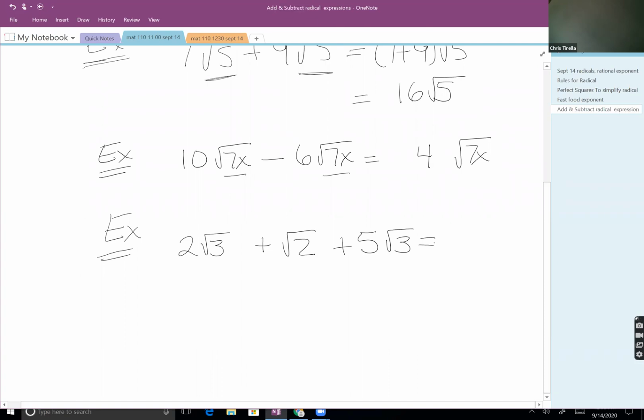You can combine the first one and the third one because they have the same radicand. So that gives me 7 radical 3. And that other one, because it's not like, we're just going to leave it at the back.